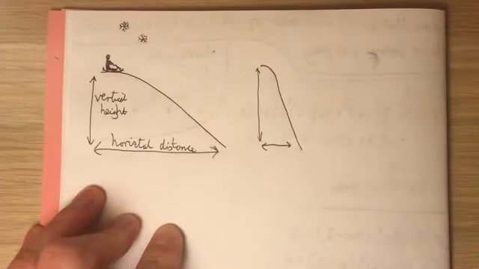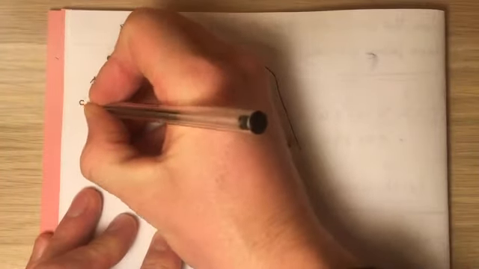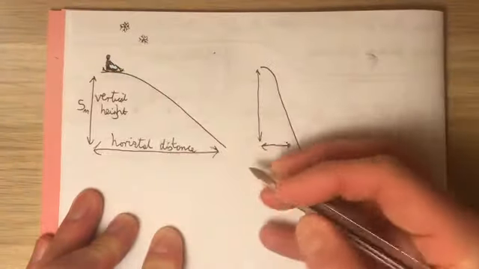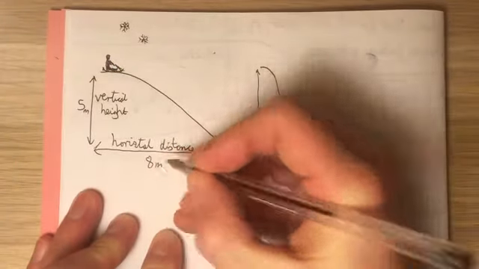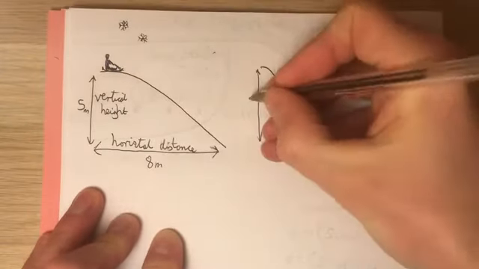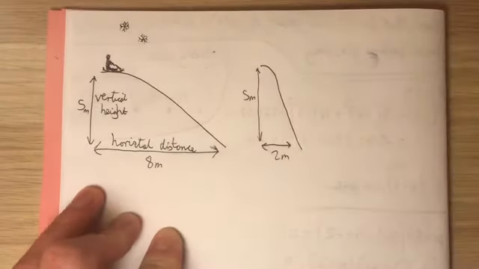So let's just do a quick example with numbers. Okay, let's suppose the vertical height here is going to be 5 meters drop, and let's suppose that happens over an 8 meter distance like that. Okay, let's suppose here I've got a 5 meter drop and it happens over a 2 meter distance.